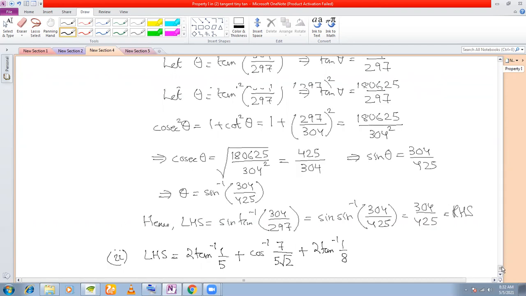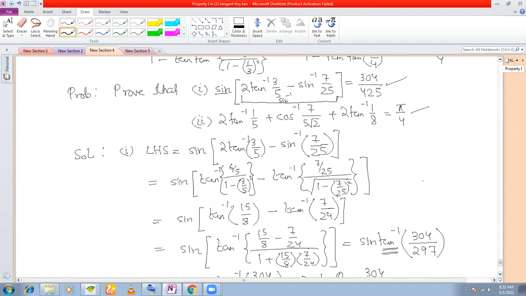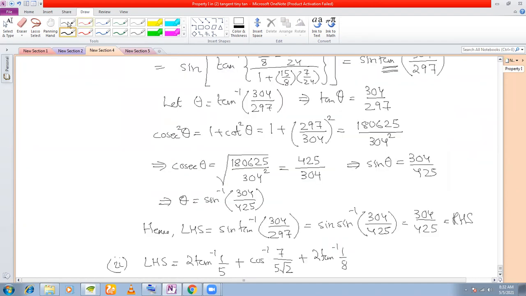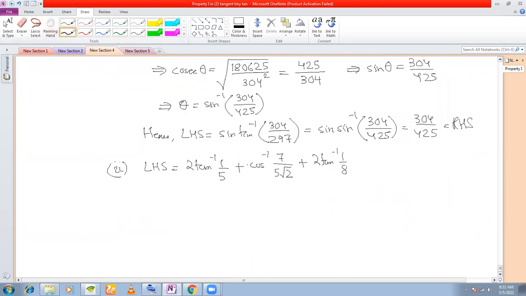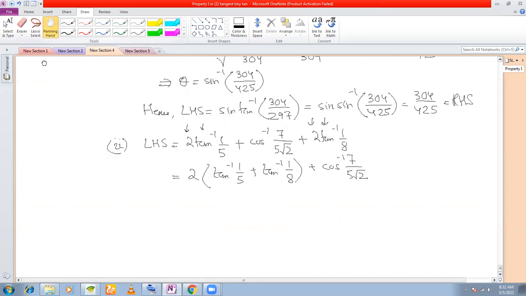If you see the right hand side that we need to prove here, we need to prove that this is equal to pi by 4. We need to show that this left hand side is equal to pi by 4. Here I have a tan inverse and here also a tan inverse, and here also I have a 2. So I take these two tan inverses together, take 2 common. So I have 2 tan inverse 1 by 5 plus tan inverse 1 by 8 plus cos inverse 7 by 5 root 2.